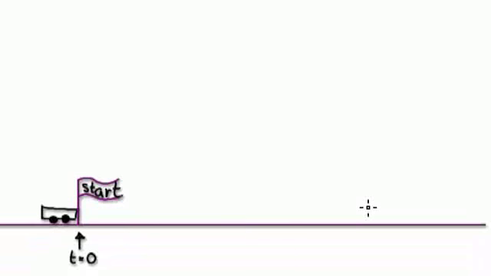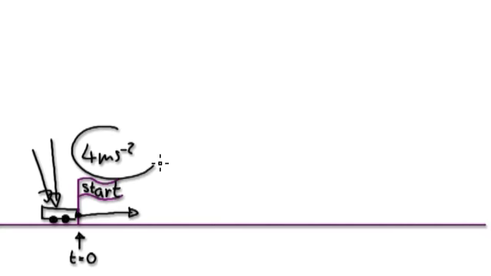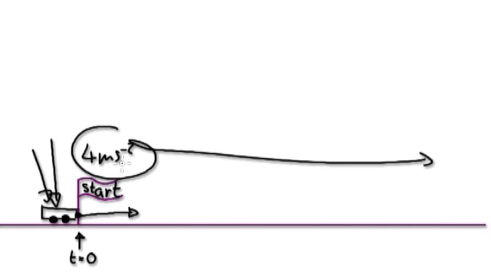Let me give you another example. Imagine you are sitting in a car with your dad. The car's at rest at the moment. Your dad then puts his foot on the accelerator, so the car will accelerate. Let's say the car has an acceleration of 4 meters per second squared. So throughout the whole journey, there will be an acceleration of 4 meters per second squared.